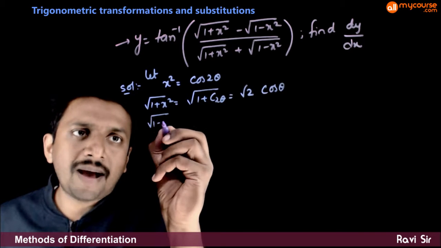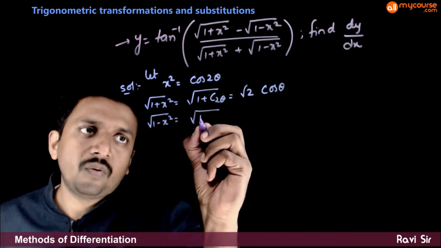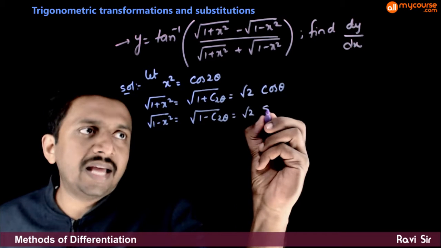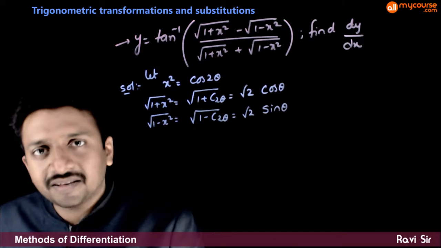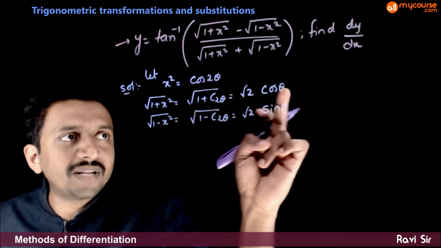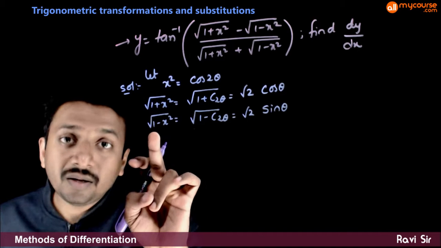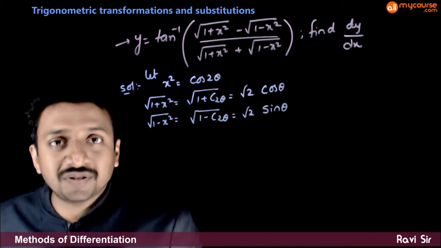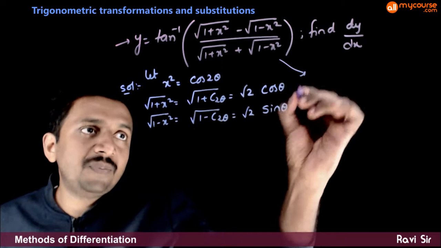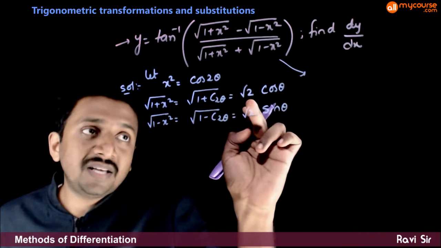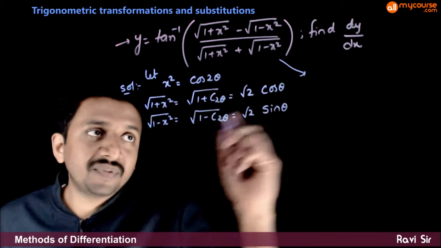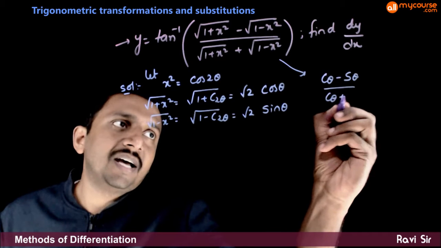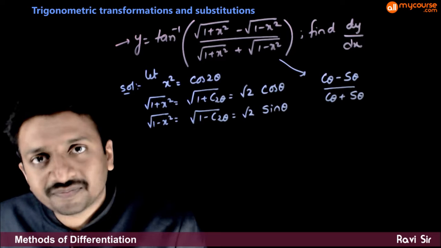And root of 1 minus x square is root of 1 minus cos 2 theta, which is equal to root 2 times sin theta. So root of 1 plus x square is root 2 times cos theta, root of 1 minus x square is root 2 times sin theta. So if you do both the substitutions here, this expression will become, as you can see, root 2's are going to get cancelled out. So you get cos theta minus sin theta by cos theta plus sin theta.